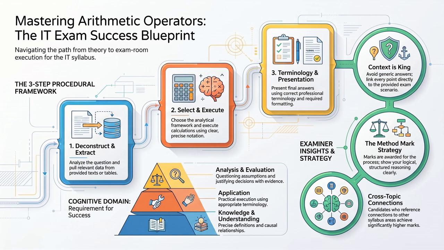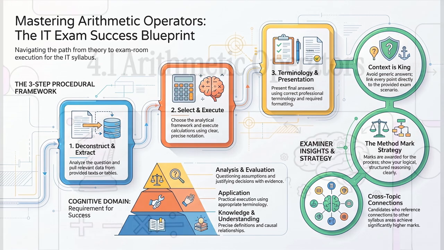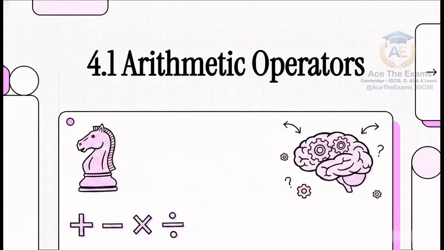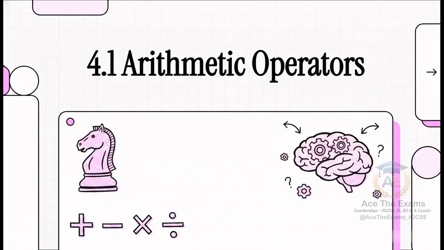All right, let's jump right into this. Today, we're taking a highly strategic, deep dive into the Cambridge Information Technology Syllabus 9626. Specifically, we're looking at Section 4.1.